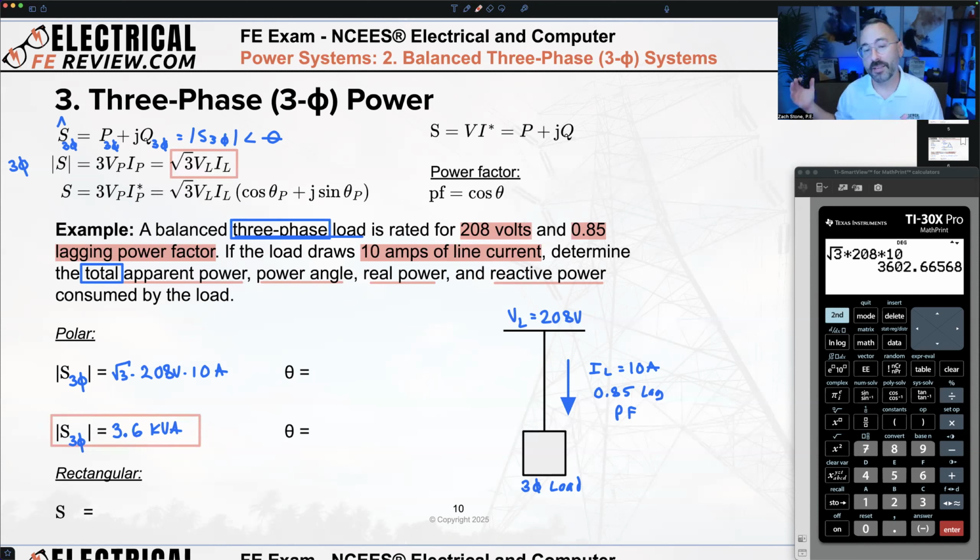When you're working on the FE exam, maybe they're giving you the answer choices in voltamps, maybe they're giving you the answer choices in kilovoltamps. Got to be comfortable with those metric units.